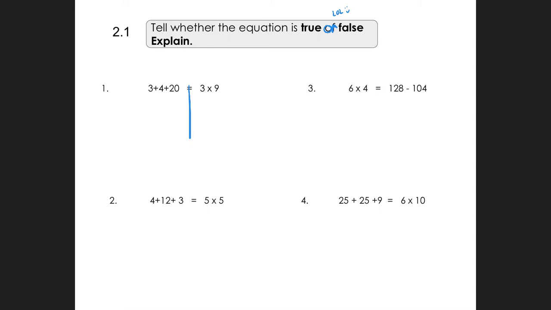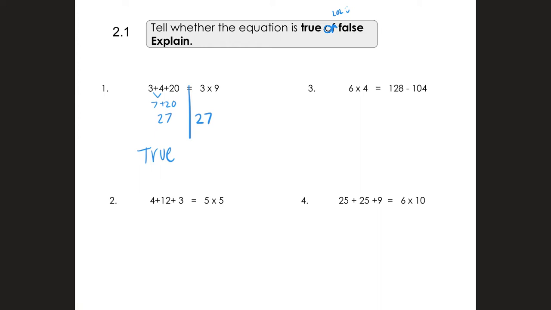Let's see. 3 plus 4 plus 20. Well, I know 3 plus 4 is 7, and then plus 20 is 27. Okay, so now I need to check if the other side equals 27. I see 3 times 9, and 3 times 9 is 27. So this is true. And to explain, you can just simply say both sides of the equal sign are the same, both answers are the same, it is the same number on both sides. You can write something like that.